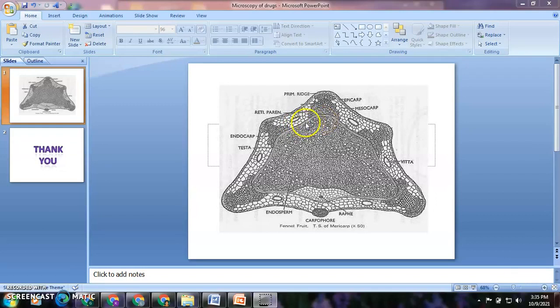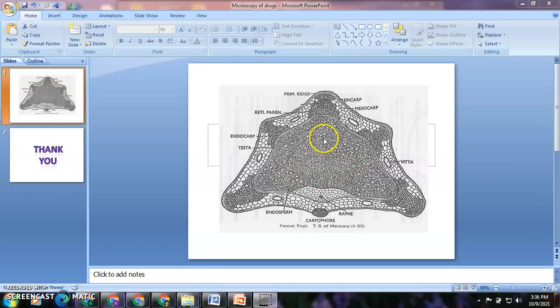Then the next is the seed portion. In the seed, the outermost layer is known as the testa, which is present just below this endocarp region. The testa is a single layer, yellowish brown in color, consisting of a single layer of thin walled parenchymatous cells. Then inside that it consists of the endosperm region.